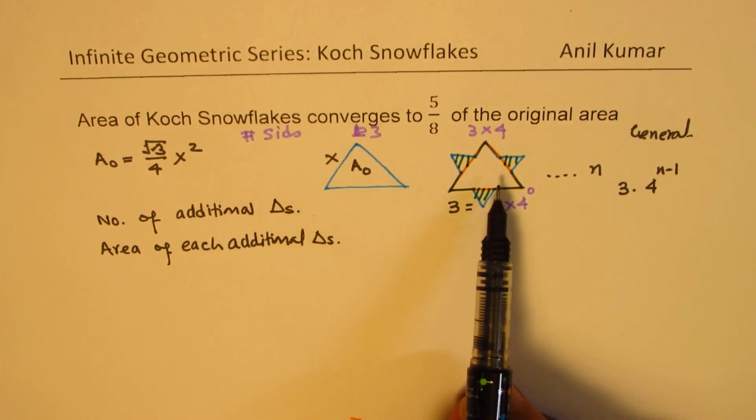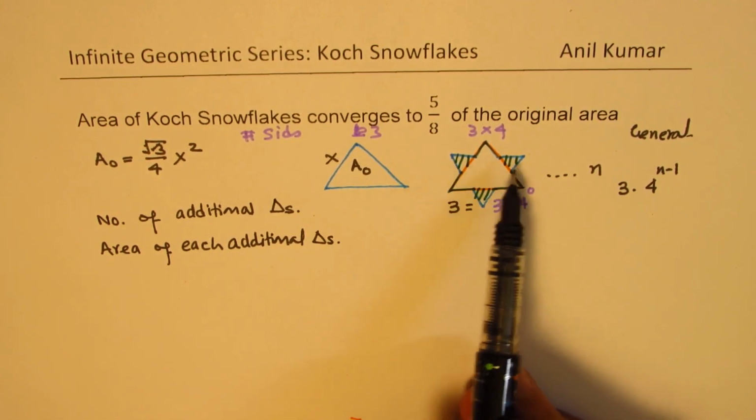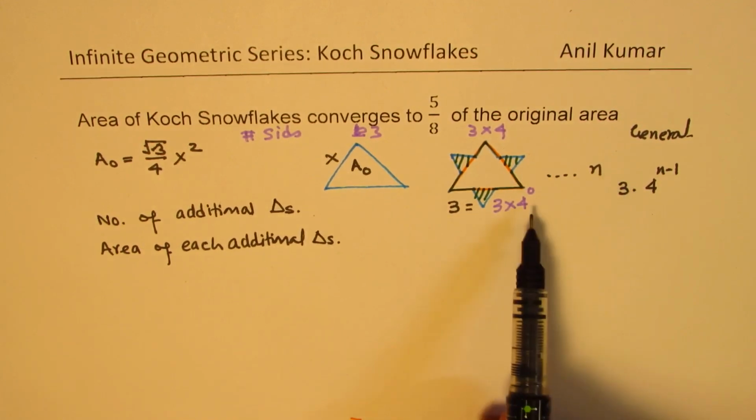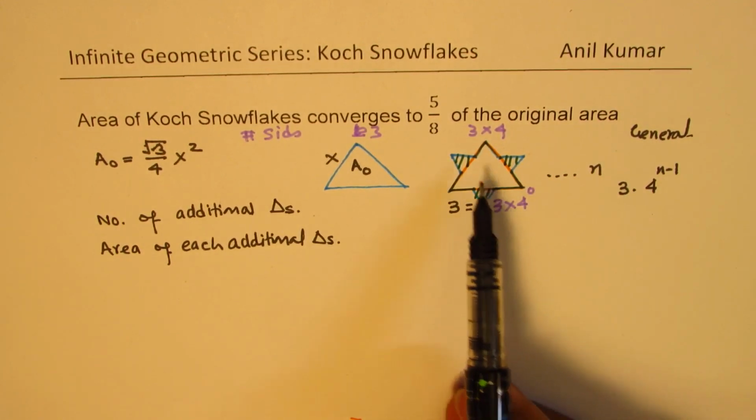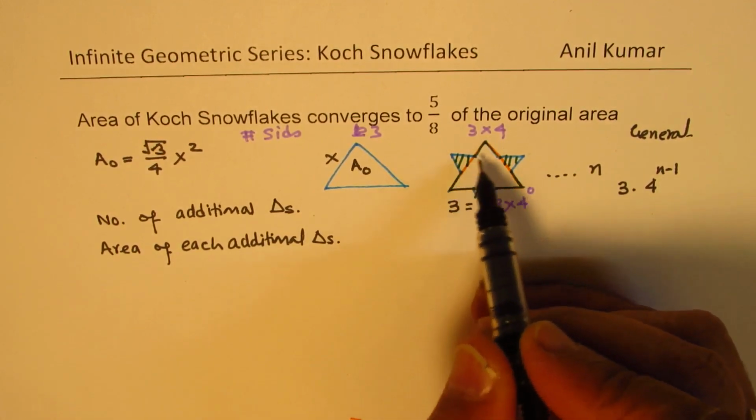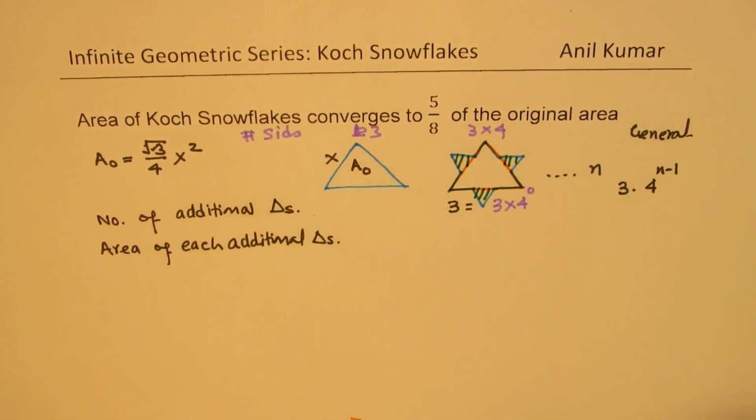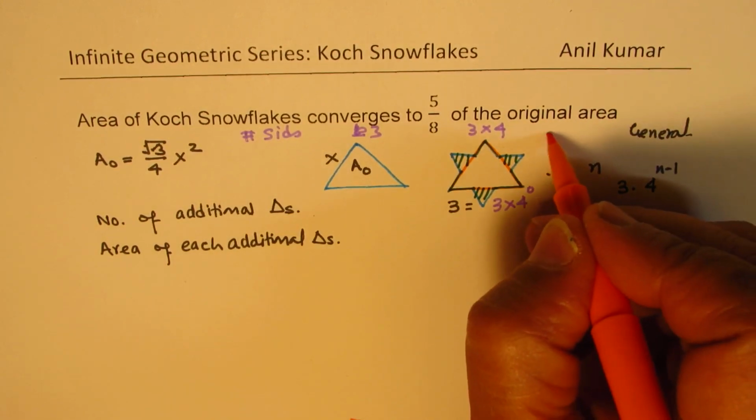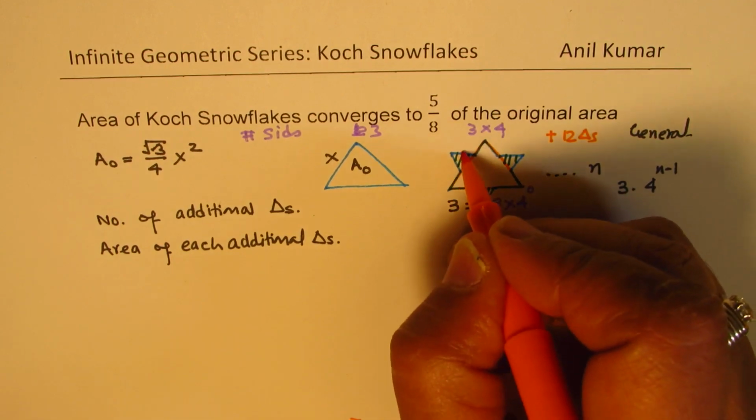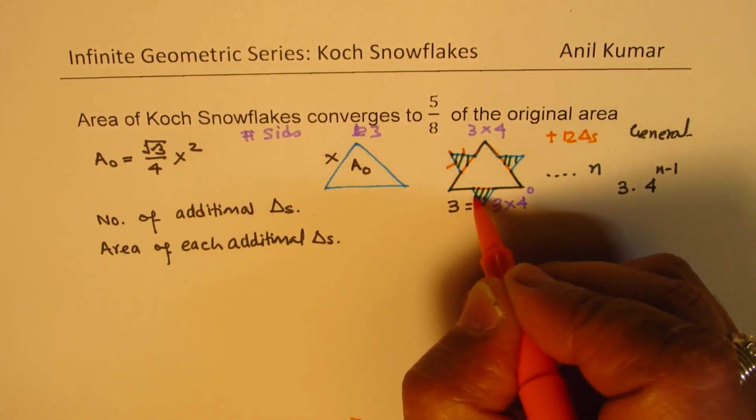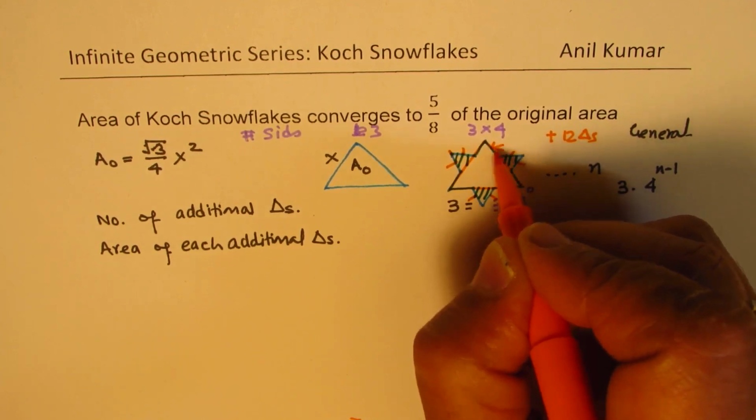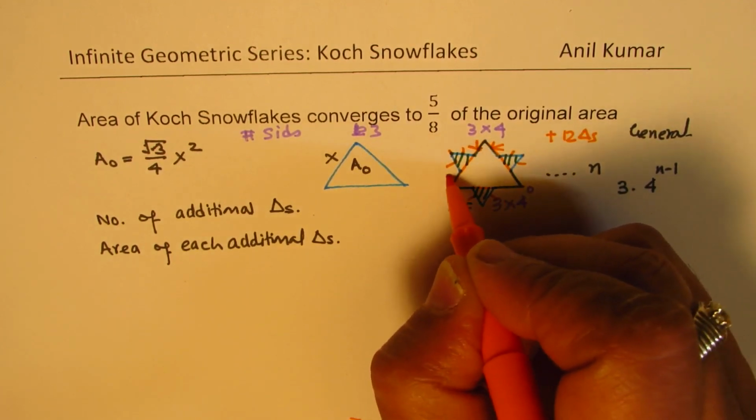So the first iteration will have 3 additional triangles. Then the next one will have 4 to the power of 1 times 3, that means 12 additional triangles. Based on these 12 sides we have here, the next will have an additional 12 triangles, because on each side there will be a triangle. Do you understand? So on each side here also, we have 12 triangles.